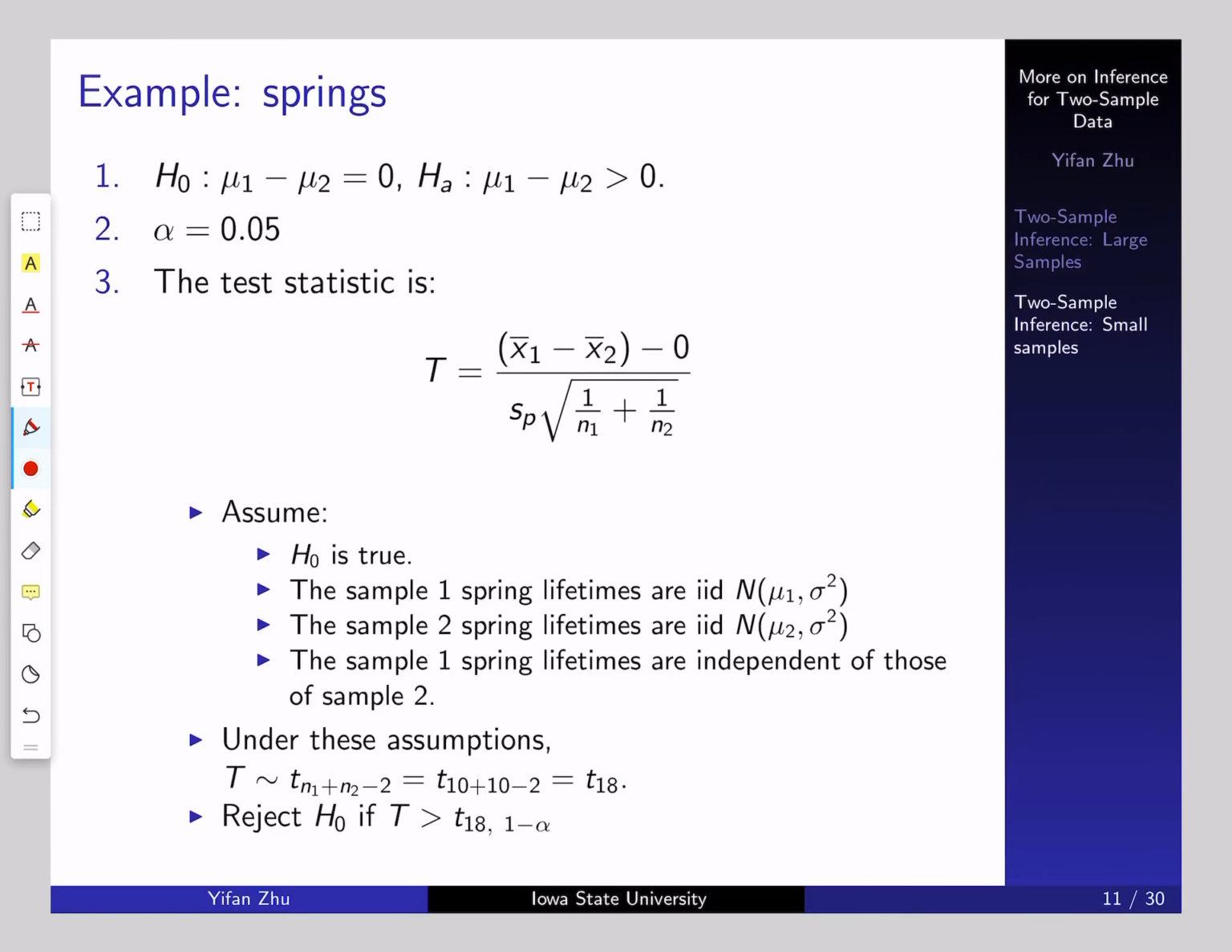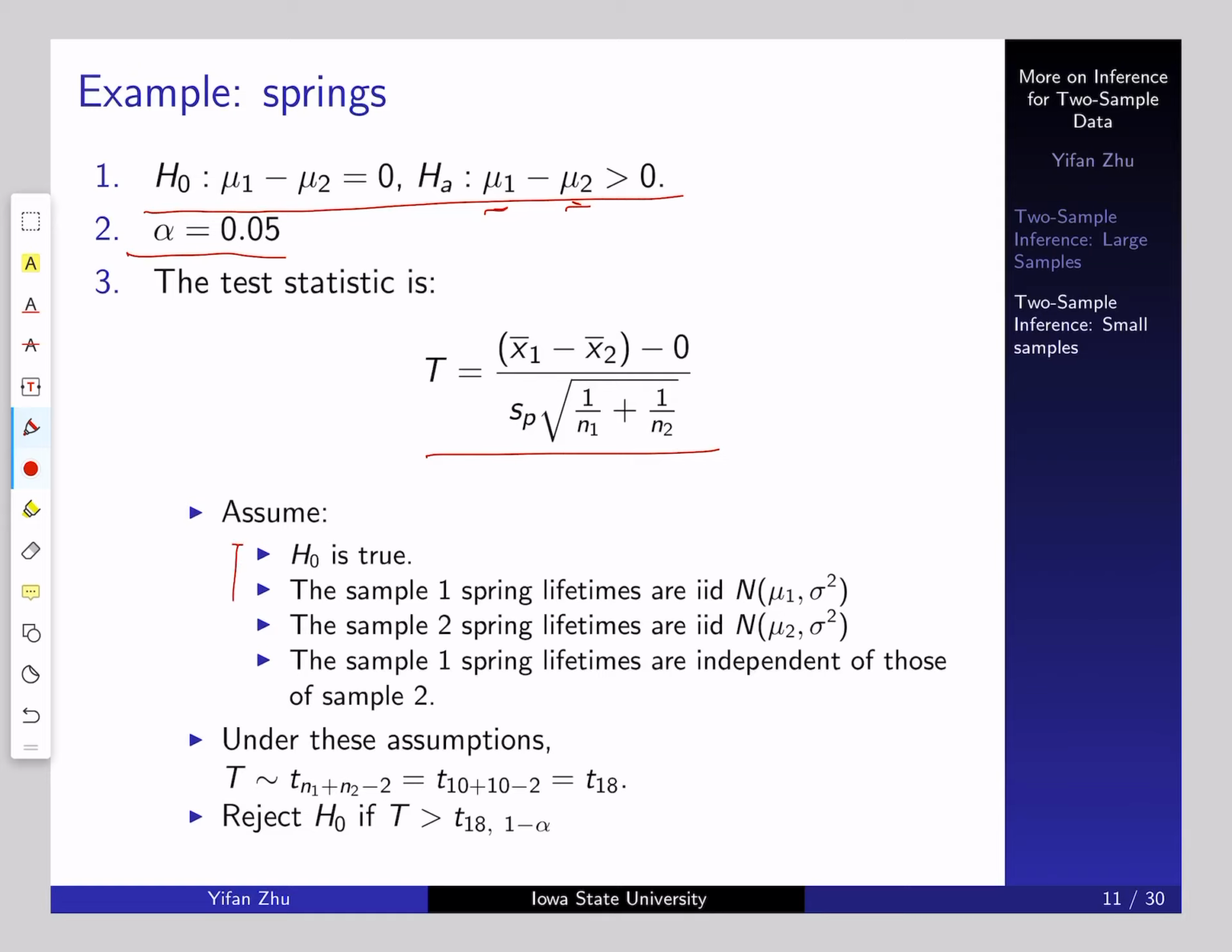So we have the formal hypothesis testing in the following steps. The first step is again we put our null hypothesis and the alternative hypothesis. The null is that mu1 minus mu2 is 0, and the alternative is that mu1 minus mu2 is greater than 0. So the 900 group lasts longer than the 950 group. The significance level alpha we chose here is 0.05, and we have the test statistic.